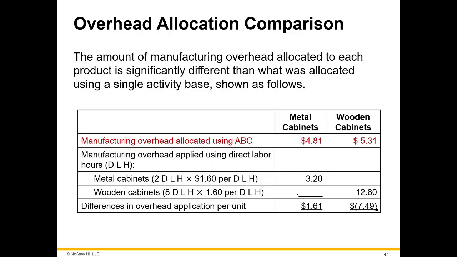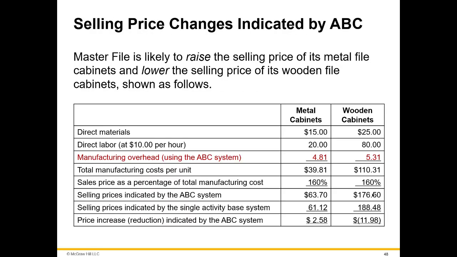And what were we finding? We were finding that there were too many costs associated with wooden cabinets, probably because we assigned too much overhead to the wooden cabinets. So instead of 531, we were assigning 1280. So we can see what that looks like. And so here are essentially our cost cards here. Manufacturing overhead for metal was 481. Wooden cabinets is 531. And we can see what the sales price would be if it were from the ABC system or the single activity system. So you can see what that looks like and what a difference it makes.